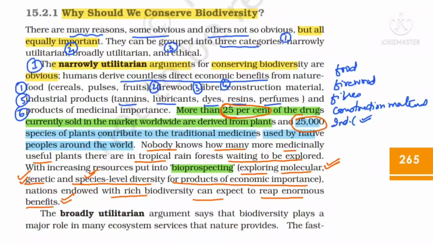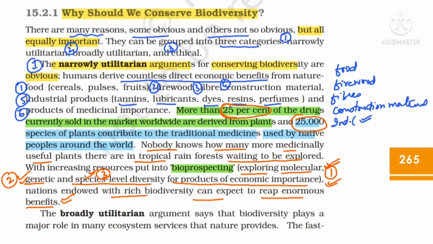Economic benefit can be very high. So please remember the question language can be: bioprospecting means you are exploring at how many levels? You should remember we are exploring at molecular level, genetic level, and species level diversity for products of economic importance. Is it clear? So this is the narrow utilitarian argument for conserving diversity, whose reasons are obvious.